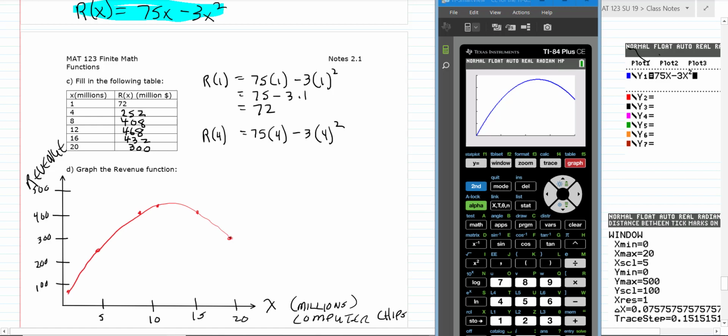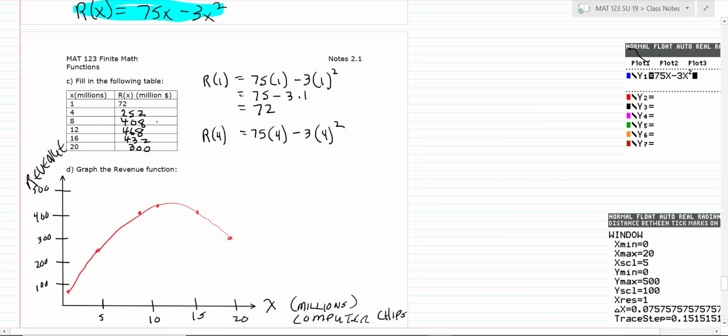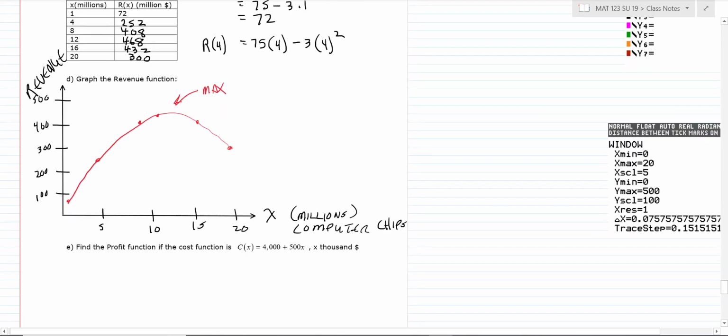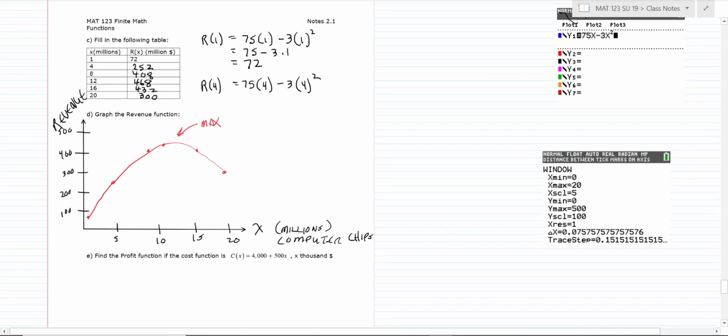Okay, so that's what we're going to do with the graphing calculator on that. So that's the revenue function, and notice that revenue has a maximum to it. That's something in a business you would want to know, what that maximum revenue is.